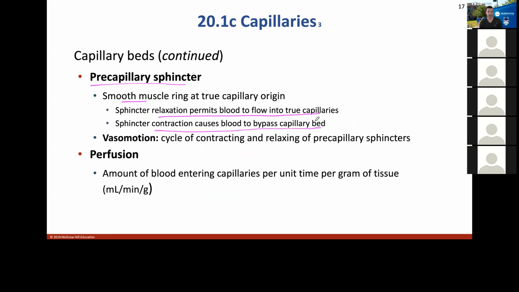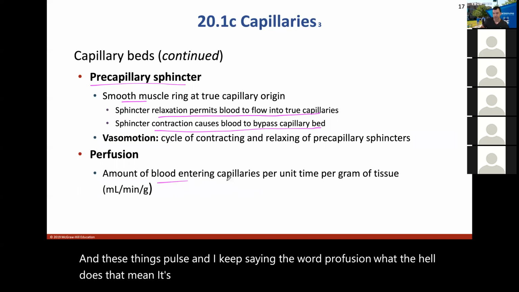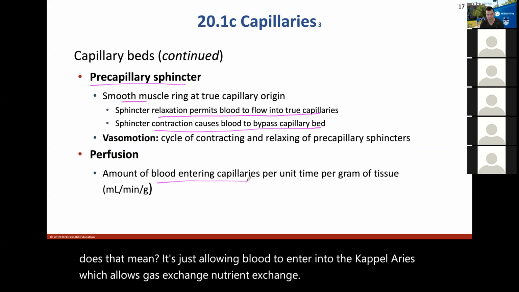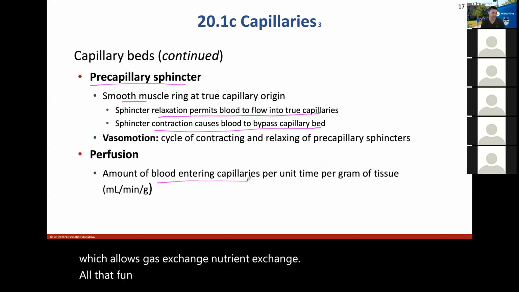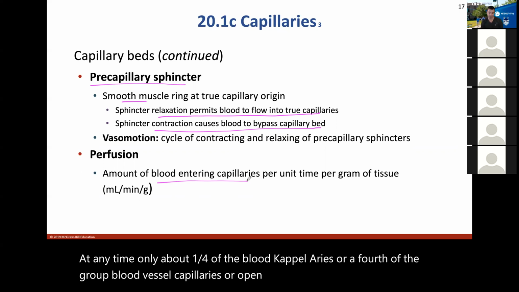And these things pulse. And I keep saying the word perfusion. What does that mean? It's just allowing blood to enter into the capillaries, which allows gas exchange, nutrient exchange, all that fun stuff. Drop off the good, pick up the bad. At any time, only about a quarter of your blood vessel capillaries are open.